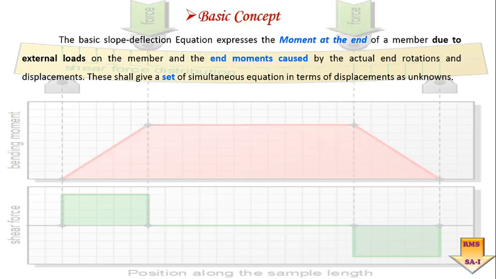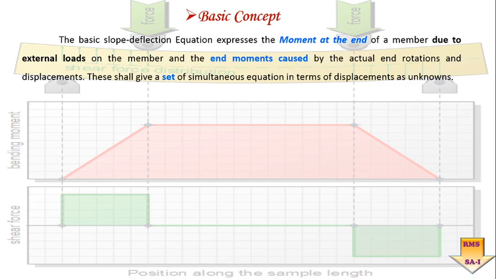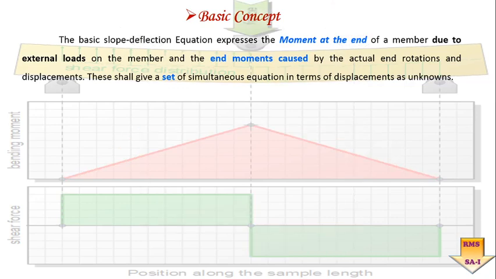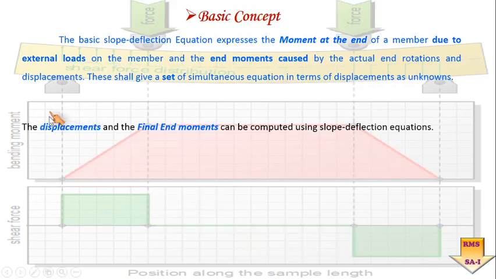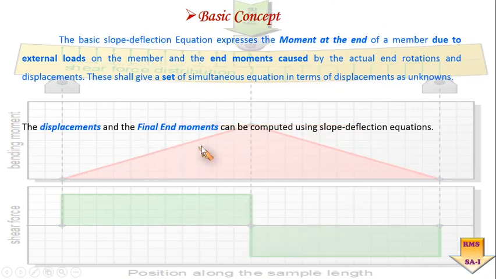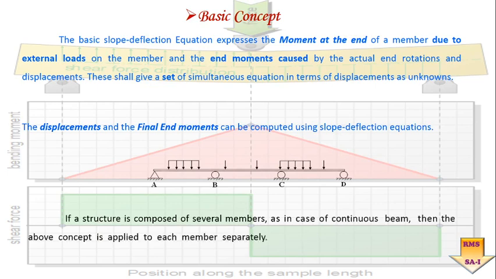After solving those simultaneous equations, obviously we get the redundant displacements. After getting those, we consider the equilibrium of a particular joint, and after substituting the various values into that equilibrium condition, we ultimately get the final moments. So here you can see, as I have told you, displacement will be there and the final end moments will be there, which are to be found by the slope deflection method or the governing equation of slope deflection. This is the philosophy behind the slope deflection method.